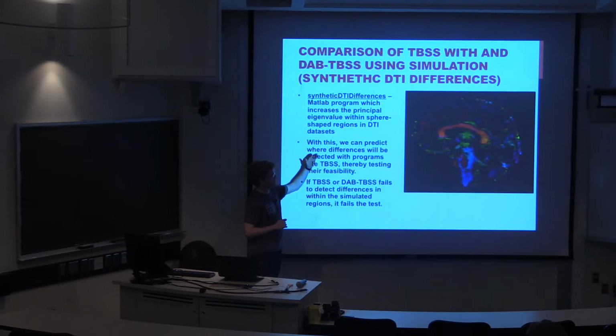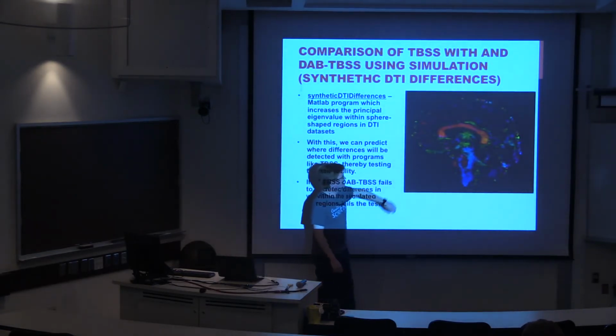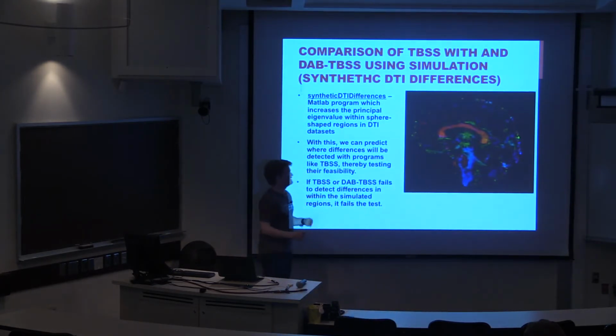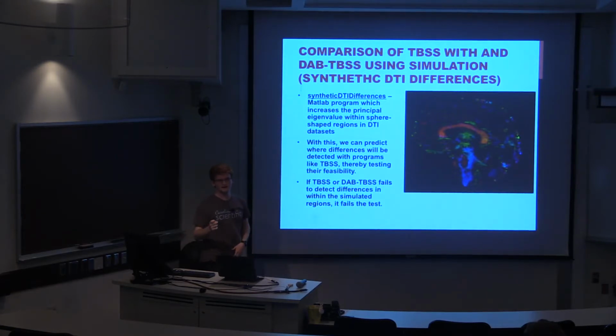I give it 20 subjects, and I select a sphere-shaped space for each subject, and then what it does is increase the principal eigenvalue by 5, 10, 20%. So you take these subjects that have simulated differences, and you take the same number of subjects that are completely normal, and you end up comparing them.